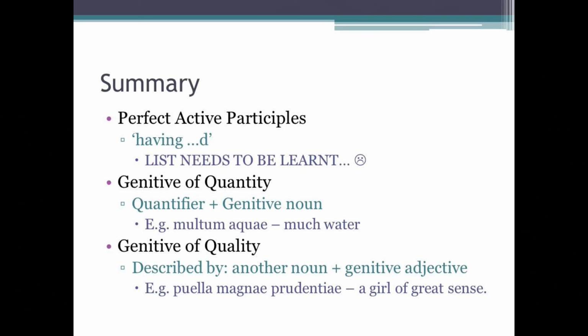And next, the genitive of quantity has a word indicating quantity, a quantifier, plus a noun in the genitive case. For example, multum aquae, much water. And finally, the genitive of quality. The noun is described by another noun and an adjective in the genitive case. For example, puella magnae prudentiae, a girl of great sense.